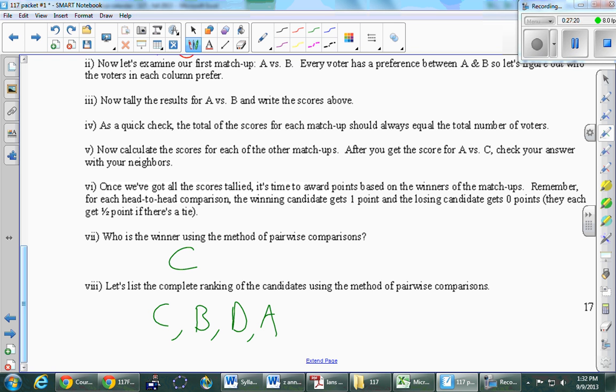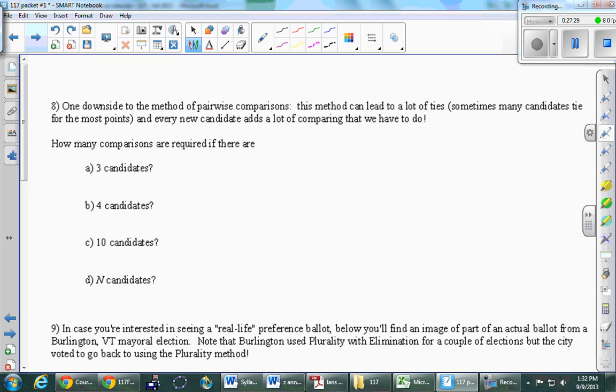Okay, any questions on the method of pairwise comparisons? Okay, next page. Number 8, I think our reader is Ed. Did you read? Mary? Number 8, please.